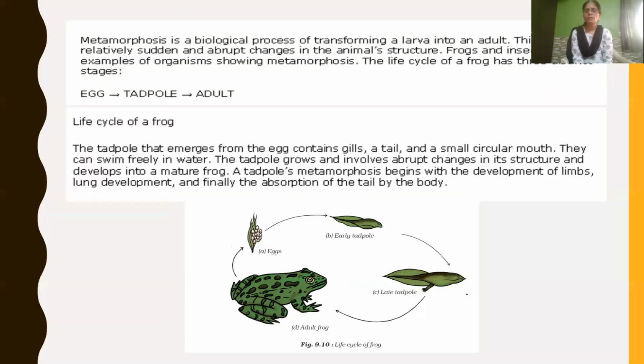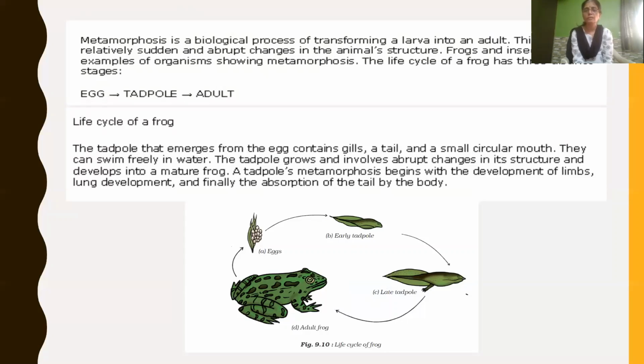And if you see the life cycle of the frog, we can see 3 distinct stages, namely egg, tadpole, and adult. Here the tadpole emerges out from the egg. We have learned that the female frog lays hundreds of eggs, isn't it? And then the male releases millions of sperms, and when the egg and sperm unite during the process of fertilization, it results in a zygote, isn't it?